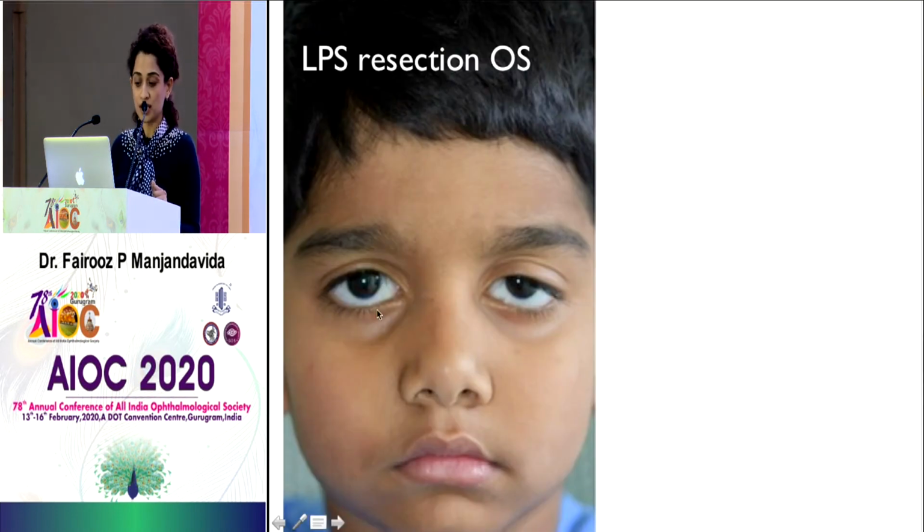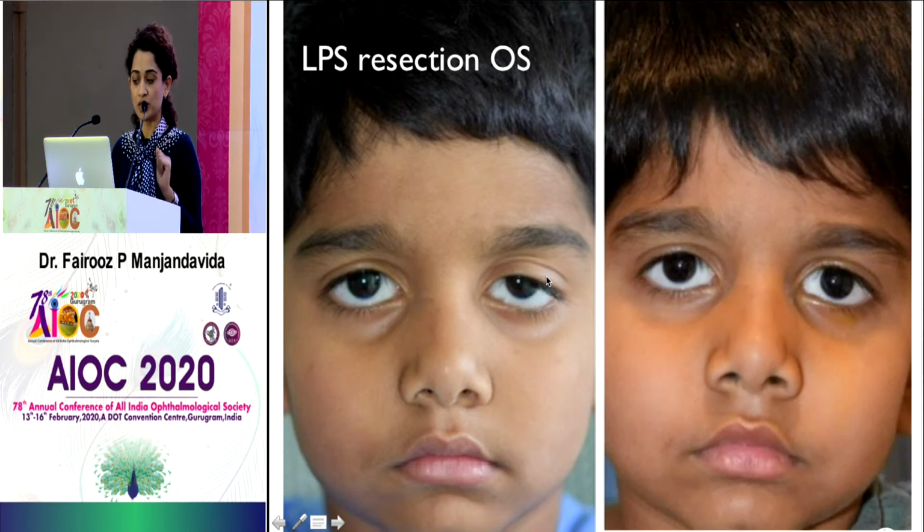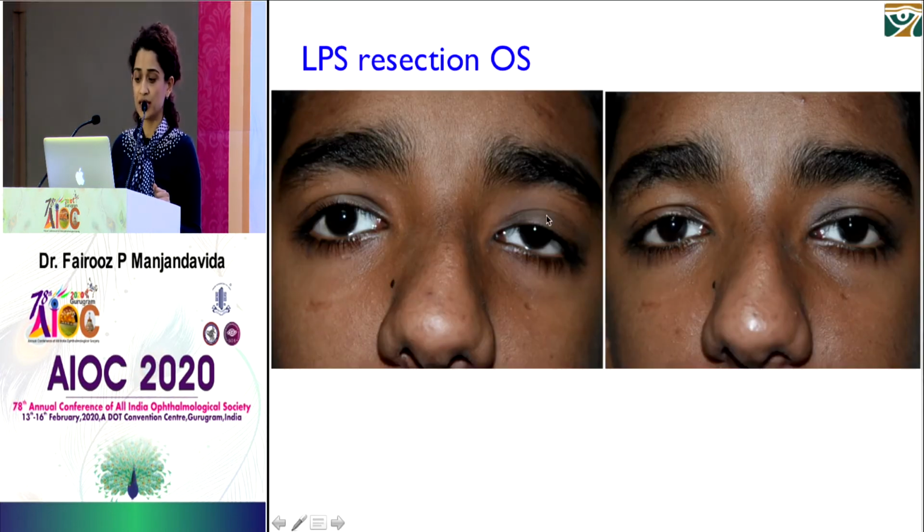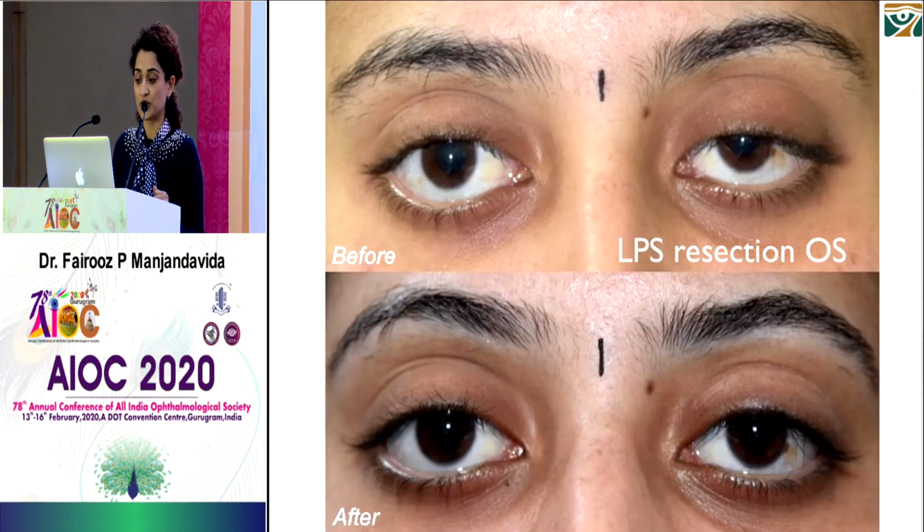Alright, so this is a baby with a congenital ptosis, but as you can see here, the lid crease is quite prominent, very mild ptosis, although it was congenital, who required only an LPS resection of the eye. Alright, yet another case, a little bit more severe as far as the palpebral fissure height is concerned, but he still has a lid crease, so an extended levator resection was done in the left eye and he was corrected.